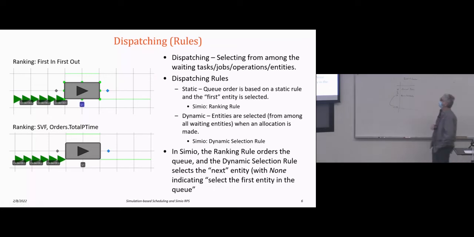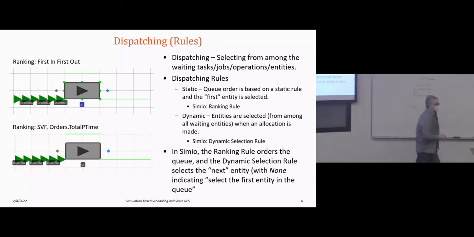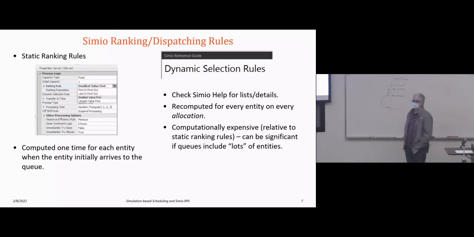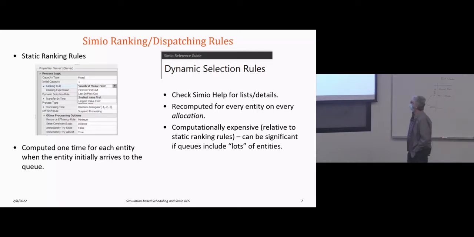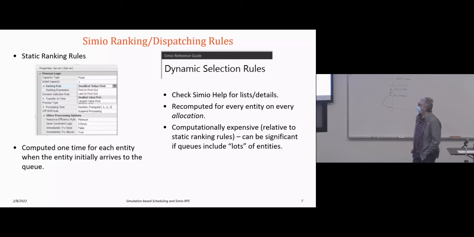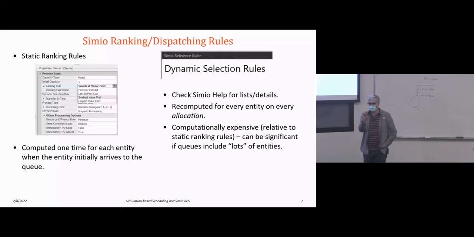Okay, so again, in summary, the ranking rule orders the queue. Dynamic selection rule selects the next entity. And if you leave the dynamic selection rule to be none, which is its default, just grab the first one. And then I think I talked about the queue. So static rules are really simple. First in, first out, default. Last in, first out is one. Smallest value first, largest value first. Of course, with smallest or largest, you have to say smallest or largest value of what? And so it's computed one time for each entity. So when the entity gets to the queue, you look at the value, and then you do a sort and put it in its location in the queue, one time.